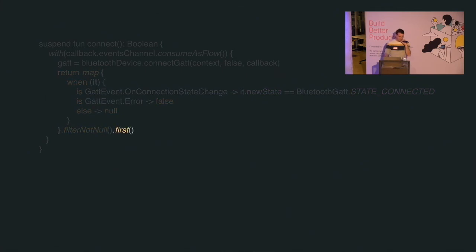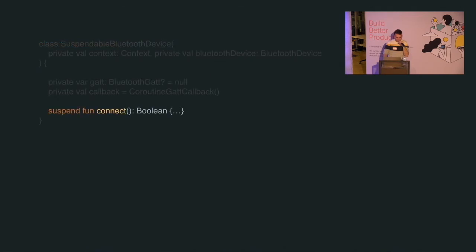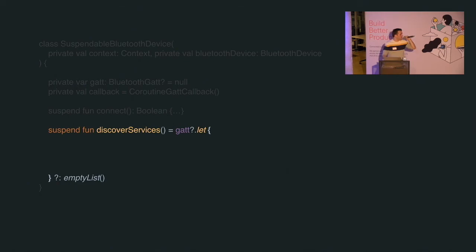So this first call will subscribe internally to the channel, to the channel transformed by that map call, and then we'll suspend, or it will block, until we get an event that satisfies those conditions defined in the map transformation. Once we get that, we return connect with either true or false, depending on what we get. So let's collapse that. Let's get back to the scope of the suspendable Bluetooth device. This is a public method. Let's now create another public method, discover services. Now we use the GATT connection, expecting that the client has probably called connect.